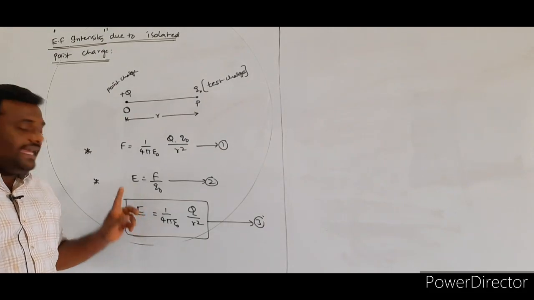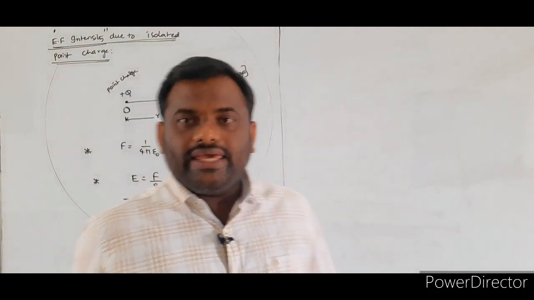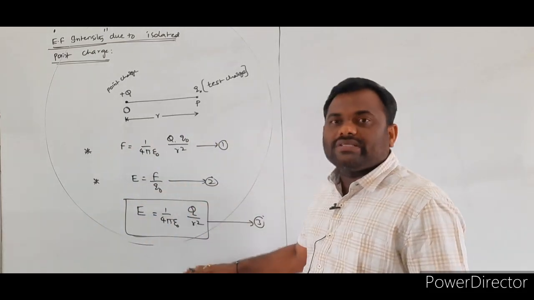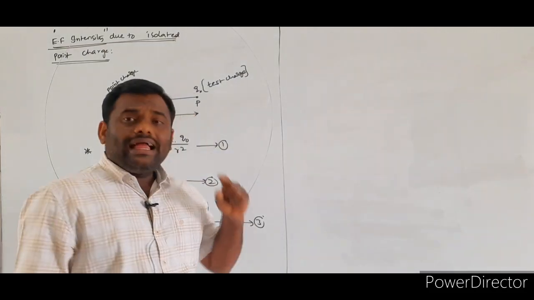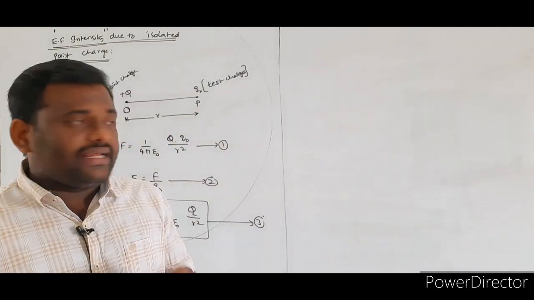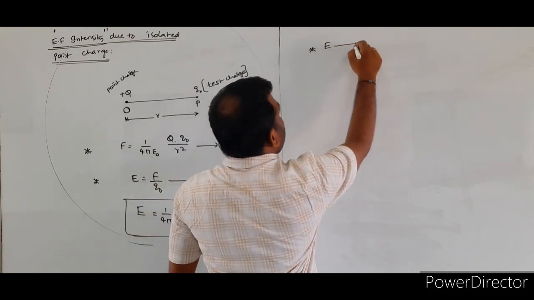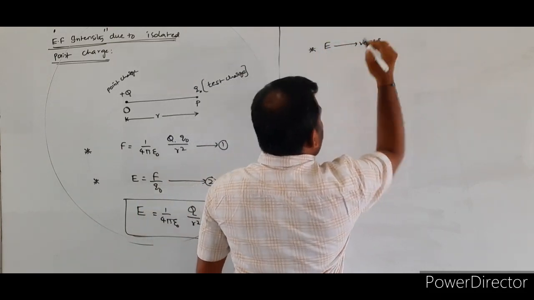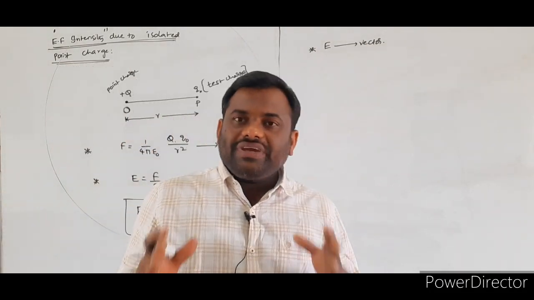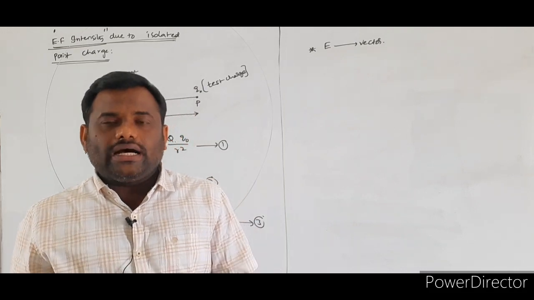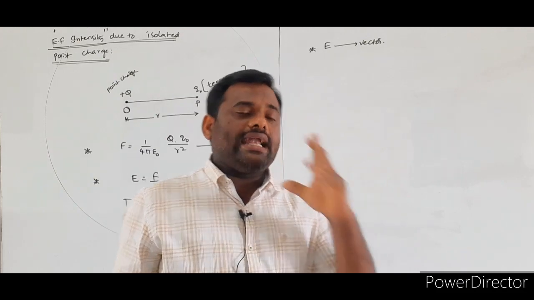So what is the expression for the electric field intensity which is produced by the isolated point charge? E is equal to 1 by 4 pi epsilon naught into Q by r square. But at the time of the definition of the electric field intensity, you said that electric field intensity is a vector quantity. Electric field intensity is which type of quantity? Vector quantity. If any physical quantity is said to be a vector quantity, it has both magnitude as well as direction.